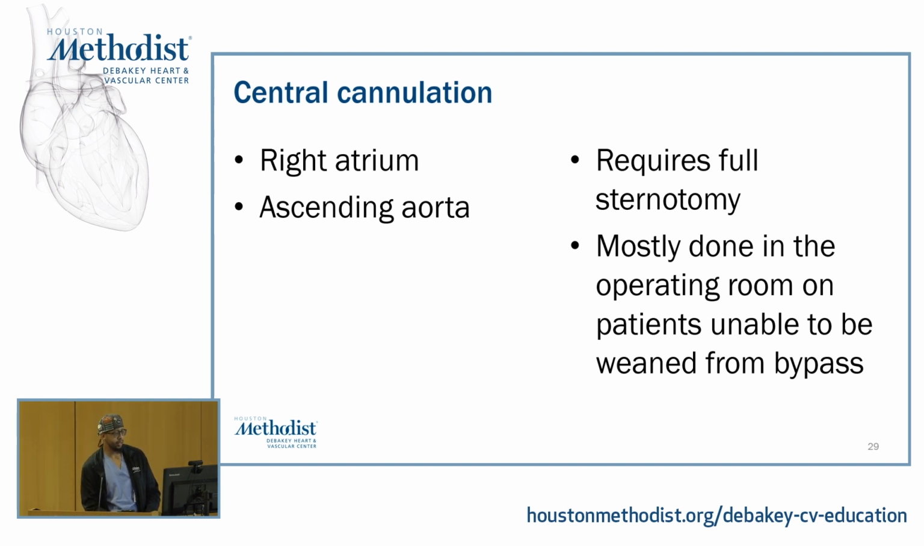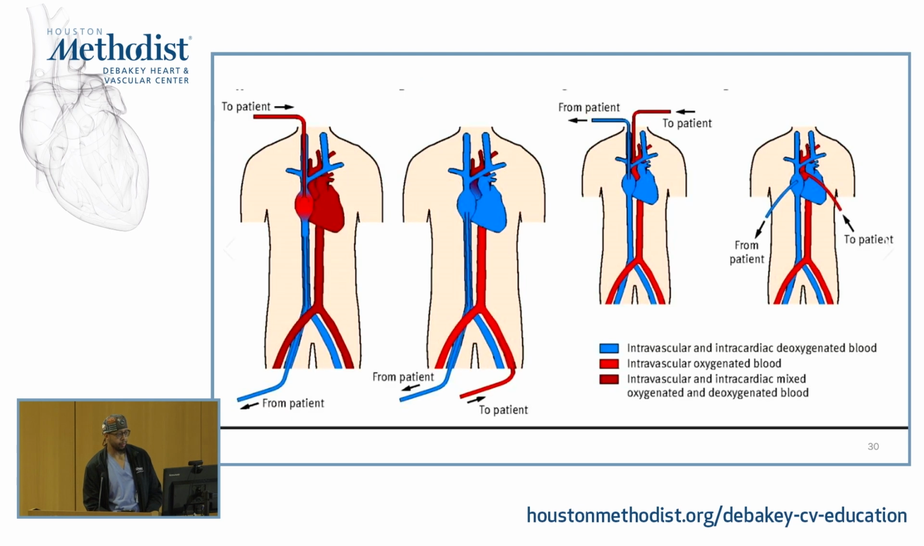Central cannulation, right atrium, ascending aorta. This requires a full sternotomy. This is usually what we'll do in the operating room when we're unable to wean from bypass. Ideally, we want to send the patient up to the operating room with a closed chest, but if we're anticipating only having to put this in because they have a stunned myocardium and they just need temporary support to allow them to recover and revascularize, this would be the option in the operating room.